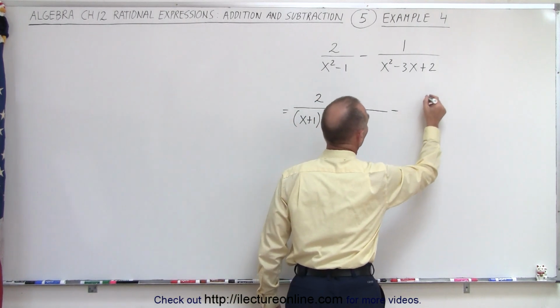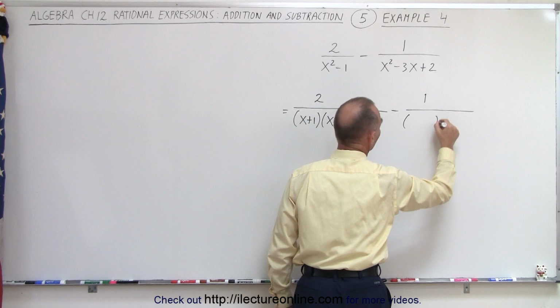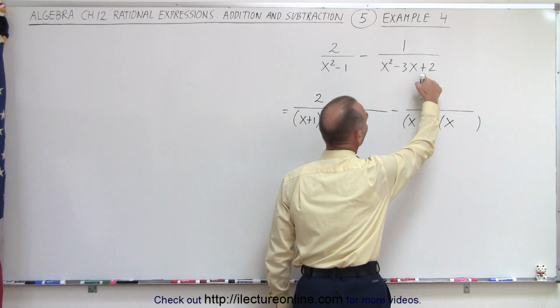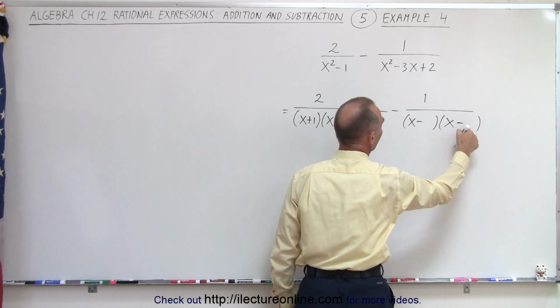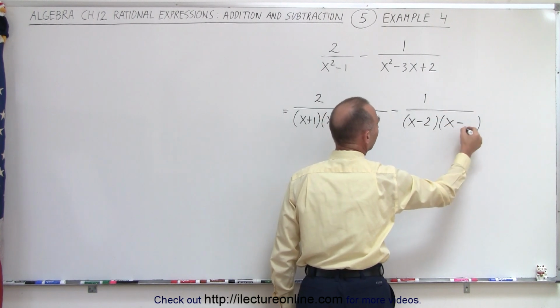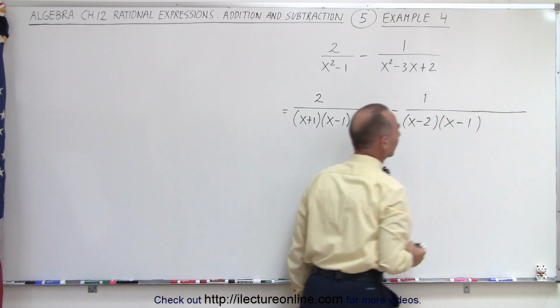Subtract from that 1 divided by, and factoring this, we have the product of two binomials. We need an x and an x. For the sign, since that's negative and this positive, we need two negative signs because two negatives multiplied together give us a positive, and the only possibility is a 2 and a 1. And again, let's leave some extra room over here.